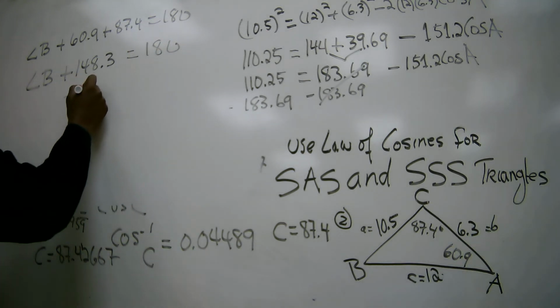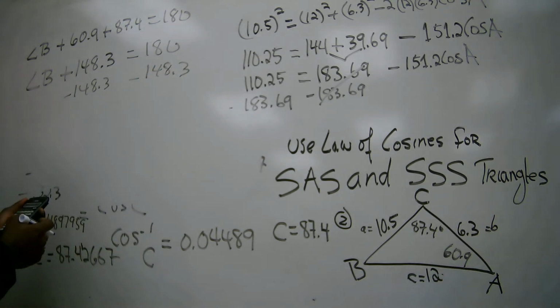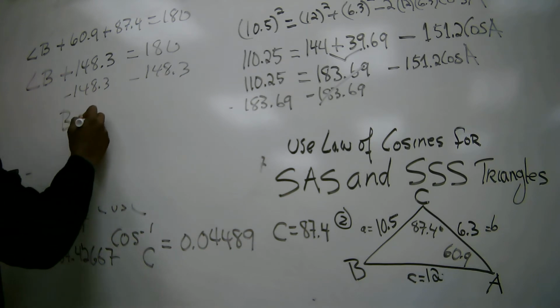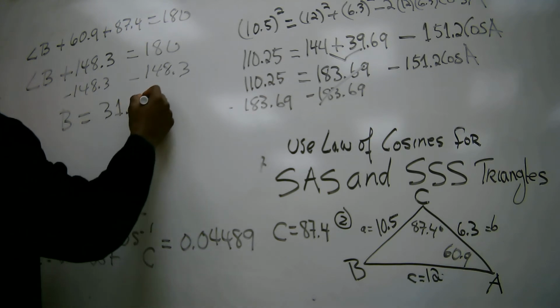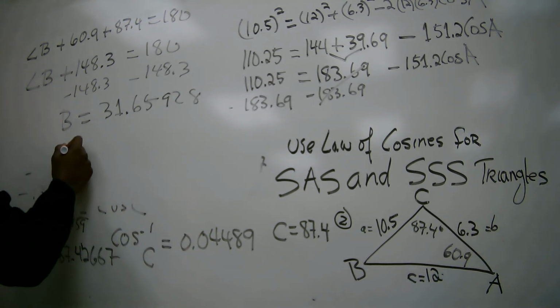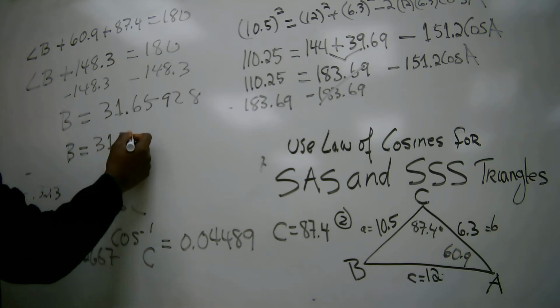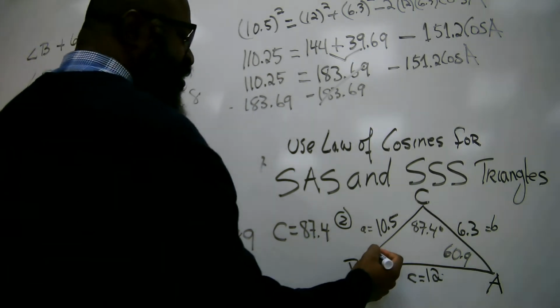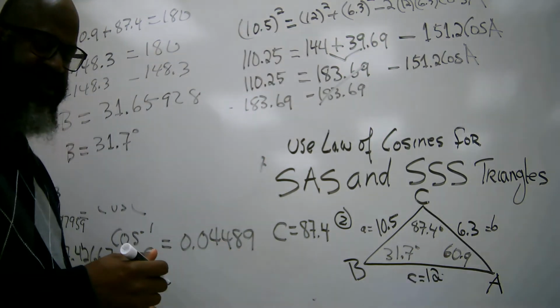Then you subtract 148.3 from each side, and you will see that angle B is 31.65928. Round this to the nearest tenth, and angle B will be 31.7 degrees. Then we're done with that triangle. 31.7 degrees. You have completed that problem.